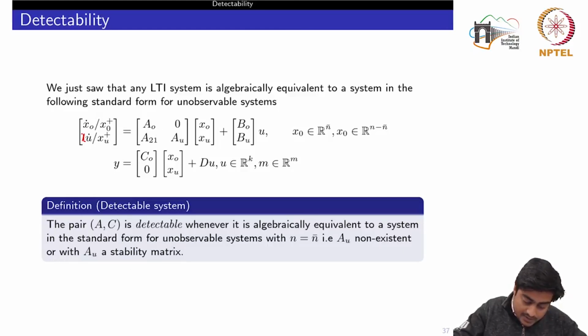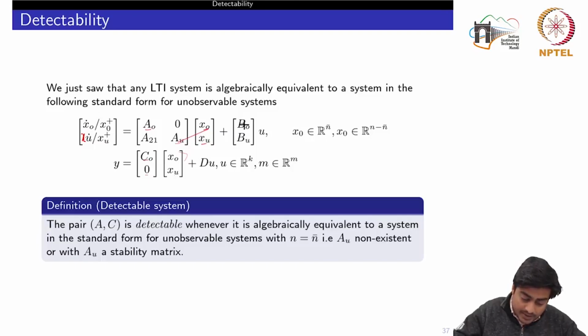So the state XO is completely observable, right? We just need to see what happens with the matrix associated with the unobservable state, because the C matrix associated with the unobservable state is 0. Either this matrix AU should not exist, or if it exists then it should be a stable matrix, so that whatever the state trajectories are with respect to this one goes to 0 as t tends to infinity, right?